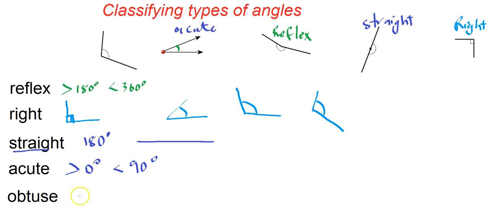And obtuse, it's pretty simple really, it's just more than 90 degrees but less than 180, and that's this one here. It's more than 90, which is here, yep, something like that. So that is obtuse.